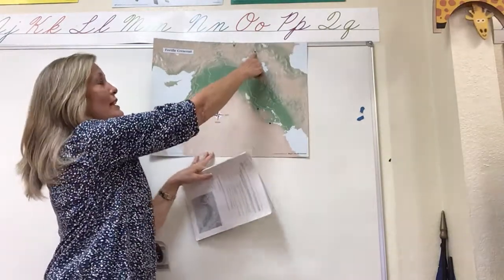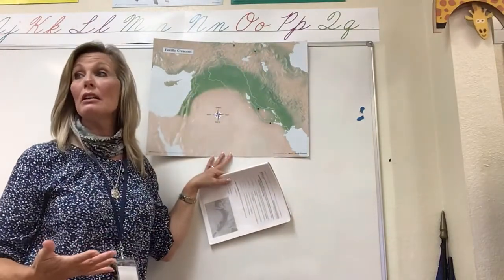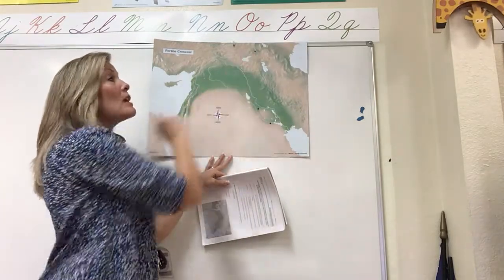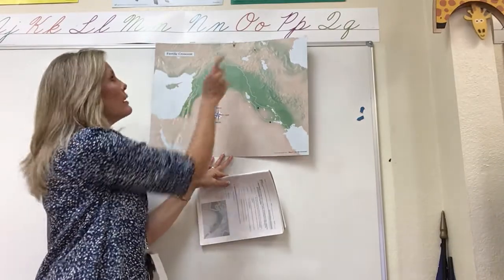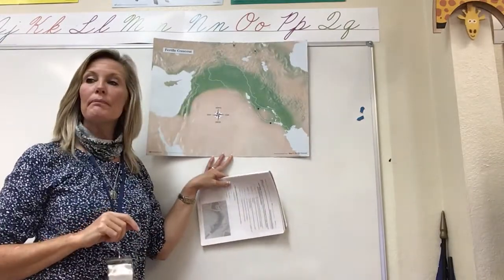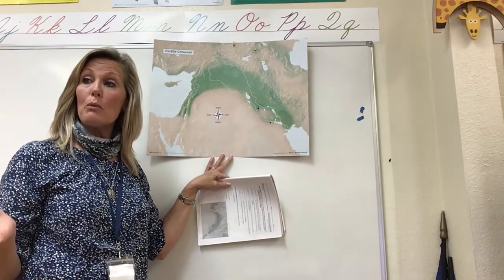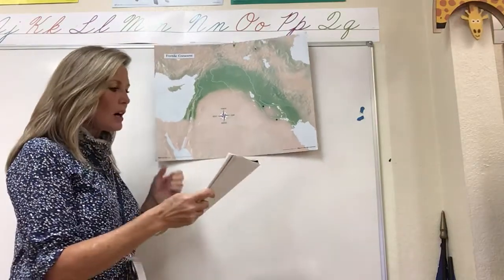What's the name of this little triangle up here? Triangles will always represent a mountain or a mountain range. Sophia? Mount Moriah. No, Mount Moriah is over here. Sorry. What is this one up here? Oh, Mount Ararat. And what is Mount Ararat known? Why is it known? That's where Noah's Ark landed. Good. All right.